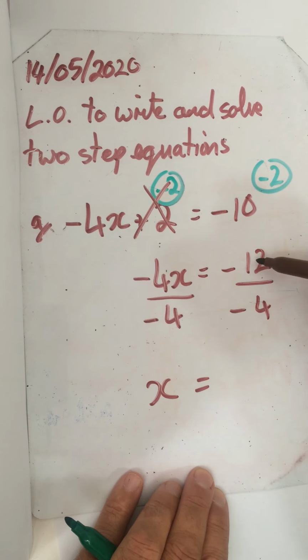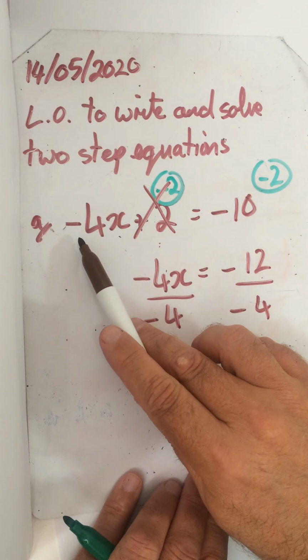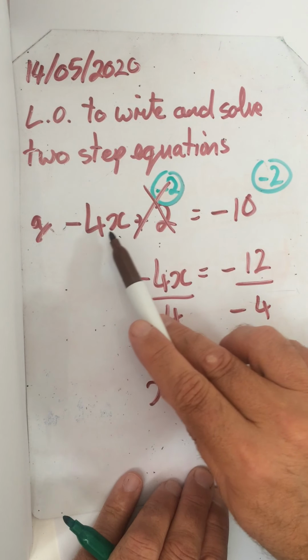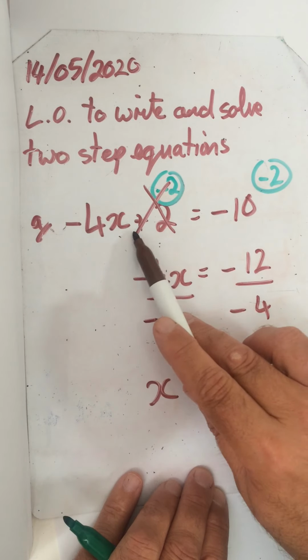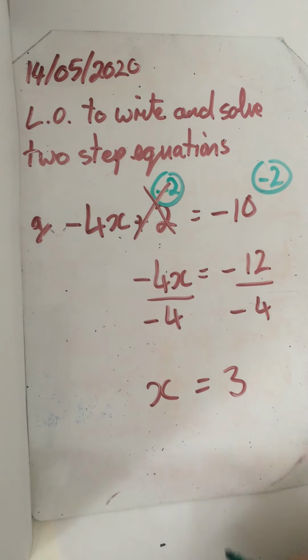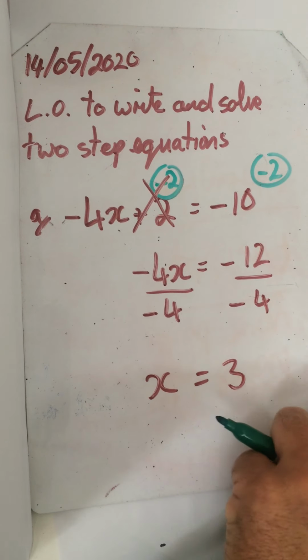Okay, and minus 12 divided by minus 4, a negative divided by a negative will give us a positive. x equals 3. Okay, and let's have a look. Does that work? Minus 4 times 3 would give me minus 12. Minus 12 plus 2 is minus 10. Yeah, it does work.